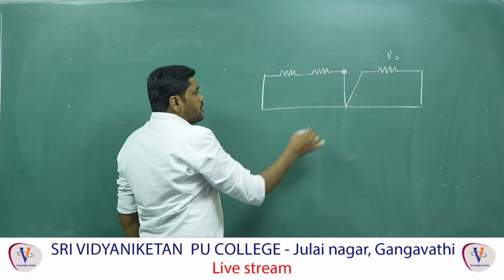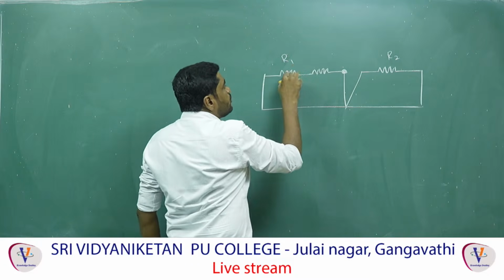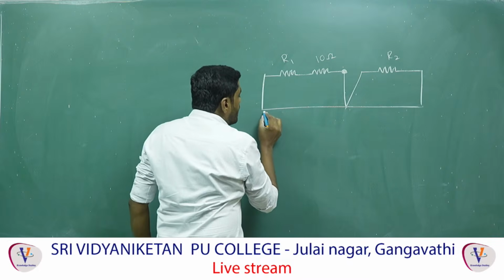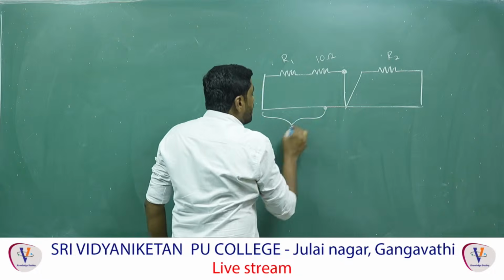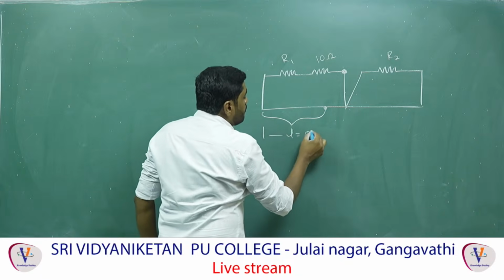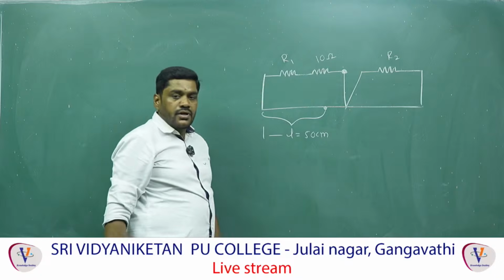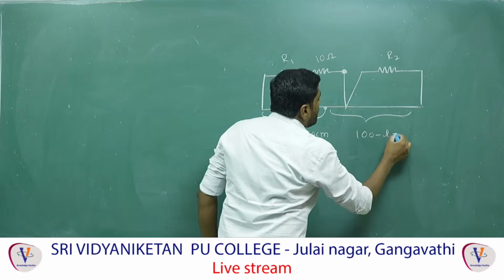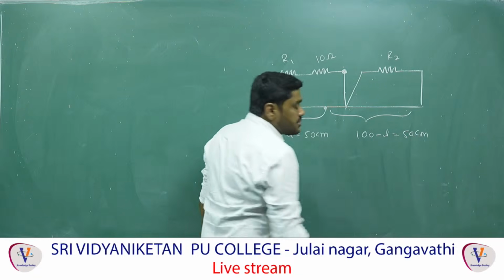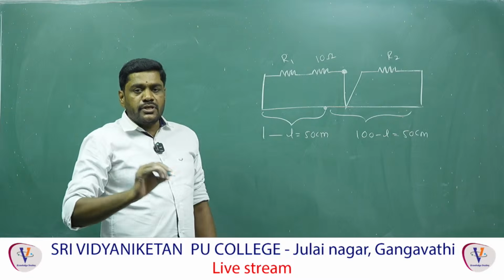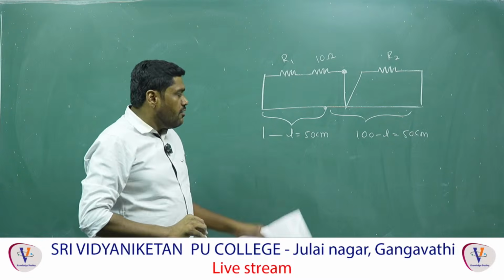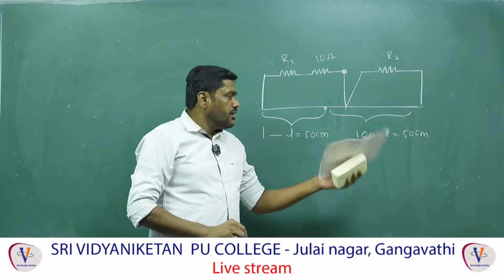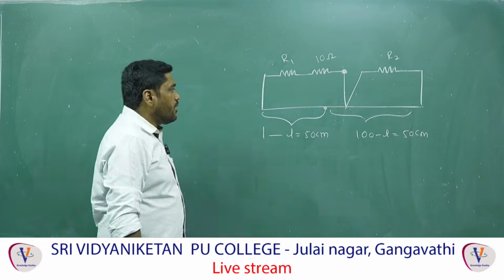So here, this is R1, and to R1, 10 ohm resistance is connected in series, and the balancing point they have given is L is equal to 50 centimeter. Now, what is the remaining length? The remaining length is 100 minus L, which is also 50 centimeter, because in the meter bridge the total length of the wire is 1 meter, nothing but 100 centimeter. And what is the formula here?